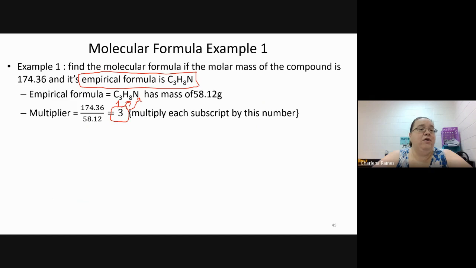So instead of 3 carbons, I have 9. Instead of 8 hydrogens, I have 24. I can do mental math. And instead of 1 nitrogen, I've got 3. Notice empirical formula and molecular formula, they're really, really similar. They're just different by that multiplier.